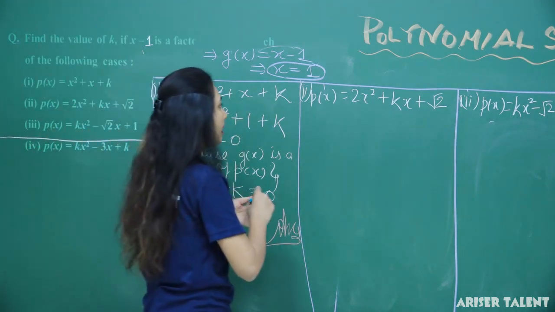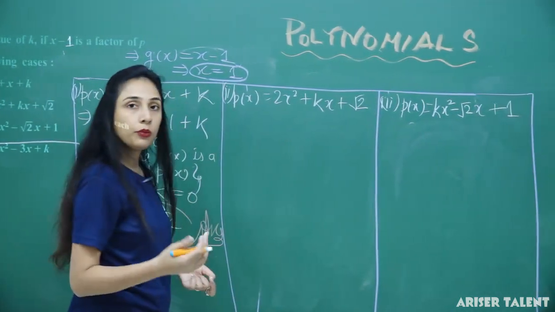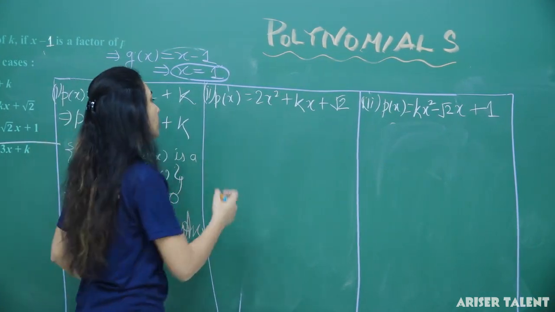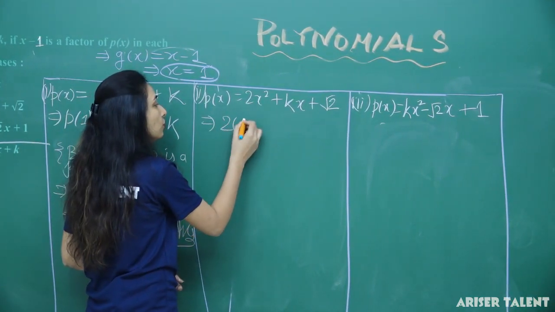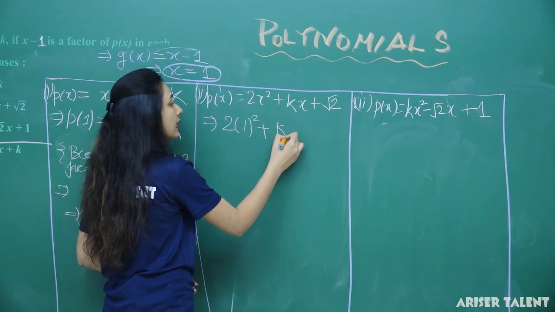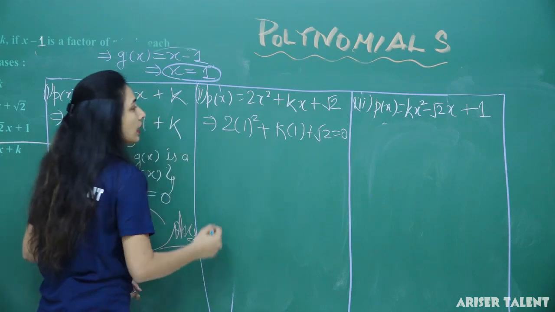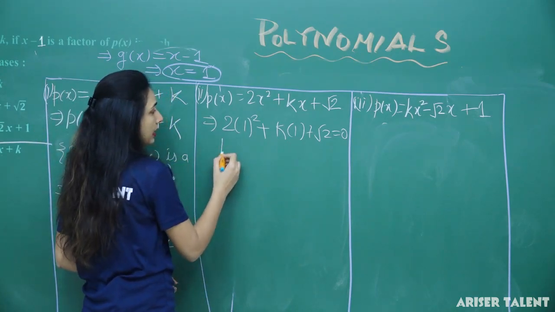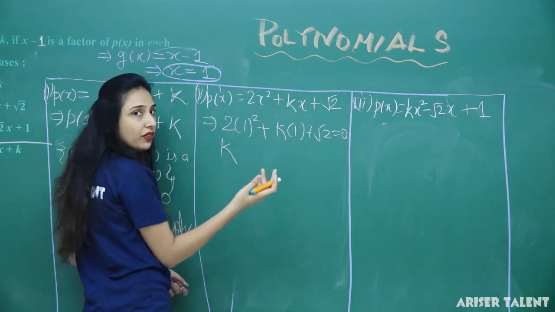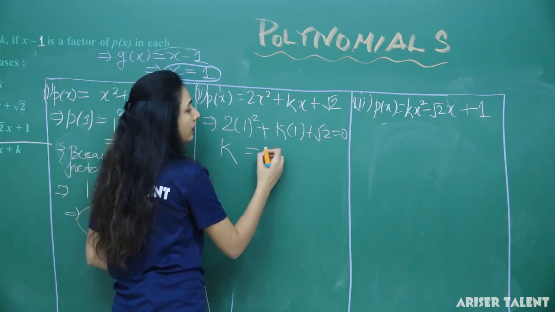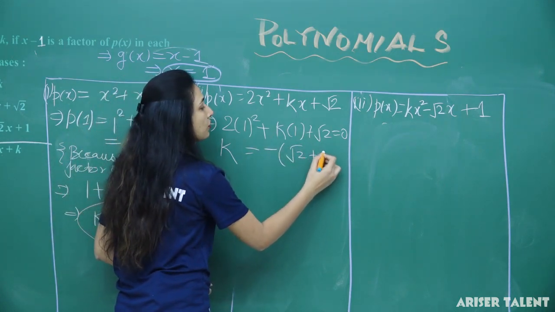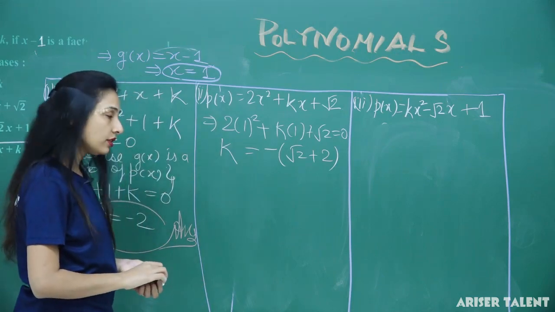Again, now in the second one, you know what to do. Put x equals 1. This implies that 2 times 1 square plus k multiplied by 1 plus root 2 is equal to 0. This is k multiplied by 1, so k equals minus of root 2 plus 2. This is your answer.